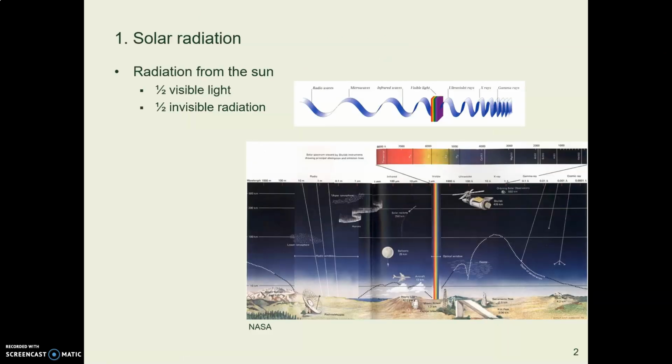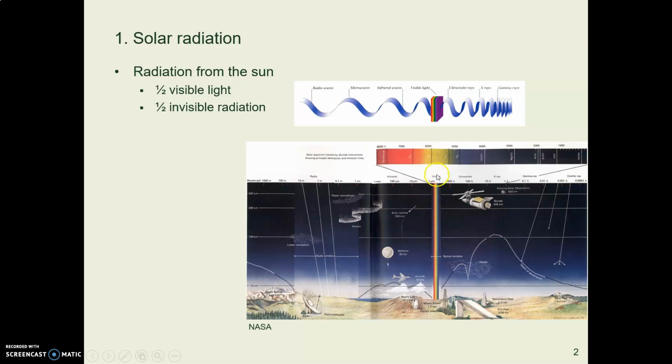Beginning with the sun. Solar radiation. Radiation, electromagnetic radiation, is emitted by all kinds of bodies in the universe, including stars like our sun. And this is a picture that represents different wavelengths of radiation. So there's a certain wavelength in this part of the spectrum that happens to be light, and human eyes happen to be set up so they can perceive that wavelength, so that's visible light.